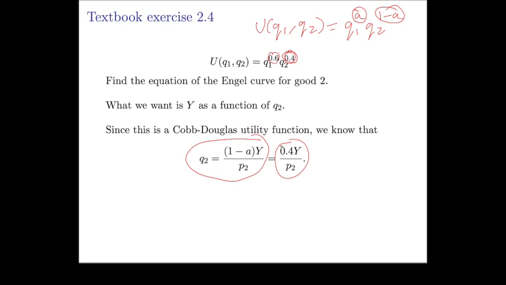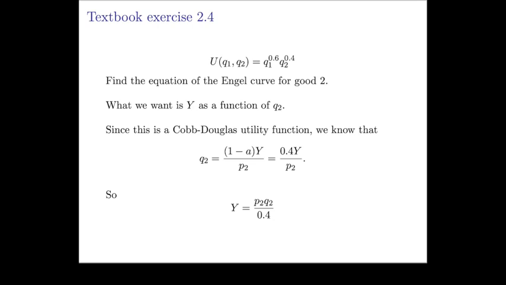So 0.4 is the proportion of the income that the consumer is going to spend on good 2. So 0.4 times y is the amount of income that they're going to spend. If you spend 0.4y dollars on good 2, you can buy 0.4y divided by p2 units of it. So if you want to solve for y as a function of q2, well, that's it. It's p2 q2 divided by 0.4. And so it would be very straightforward to graph that. For any given p2, you'd be able to graph this, and that would give you your Engel curve.